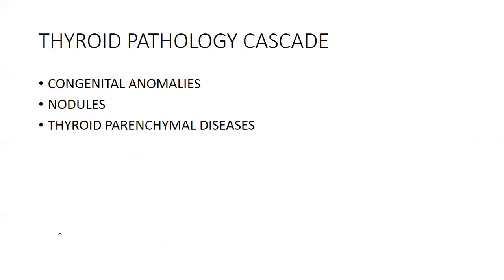Now, the thyroid pathology cascade. You look at the categories of thyroid conditions or pathologies, which can be congenital anomalies, so anomalies, diseases that are present in the patient at the time of birth or from the time of birth.